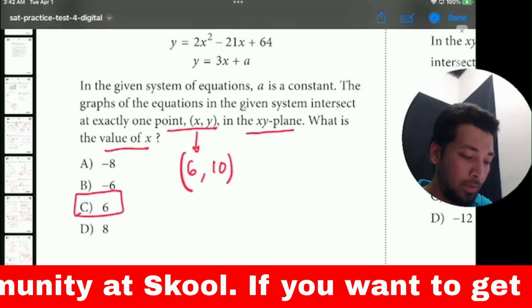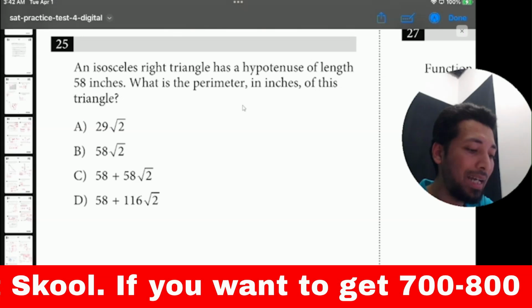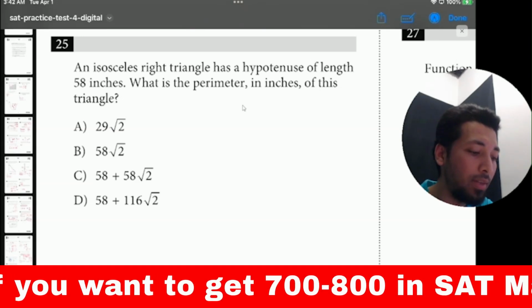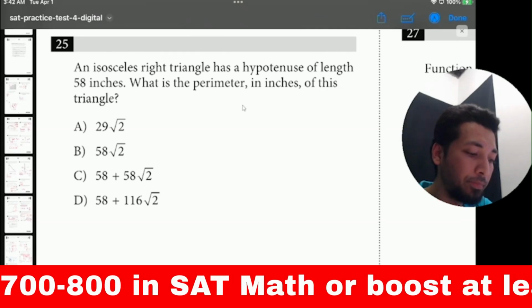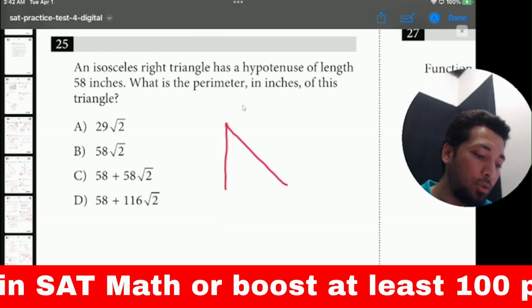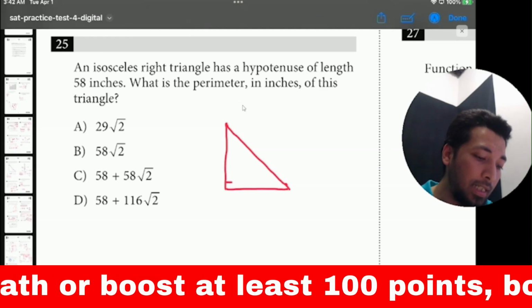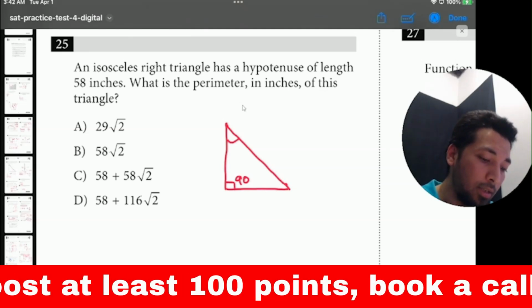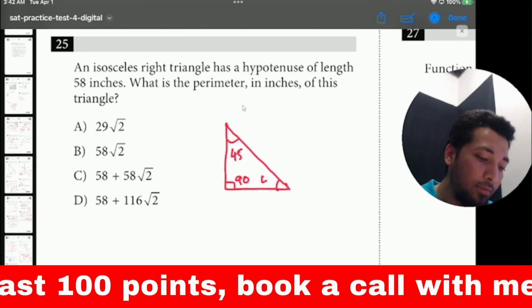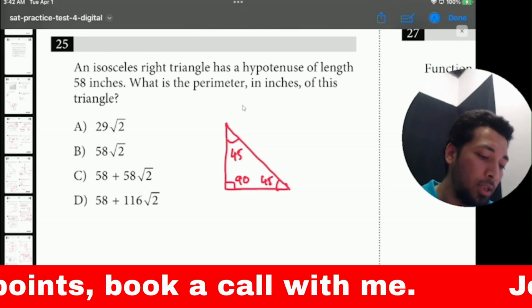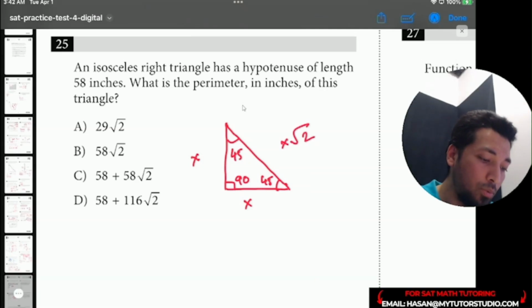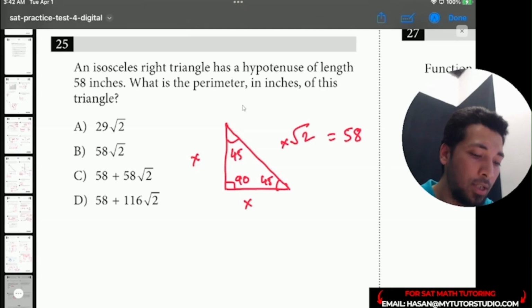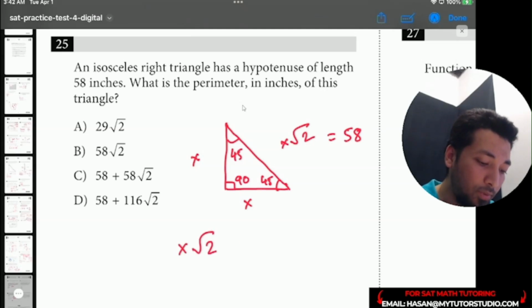Perfect. Now let's move on to problem number 25. An isosceles right triangle has a hypotenuse of length 58 inches. What is the perimeter in inches of this triangle? So we know that this right triangle has 90 degrees. So that means the other two angles must be 45 and 45. So this is a special right triangle. So that is x, x, and x times square root of 2. We know that this hypotenuse is 58 inches. So x times square root of 2 is 58.